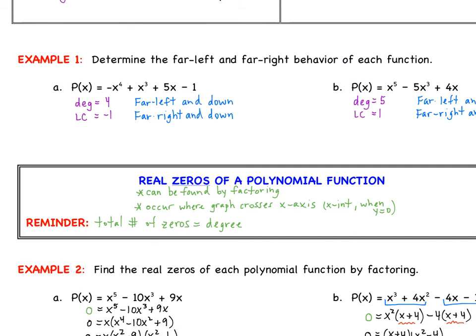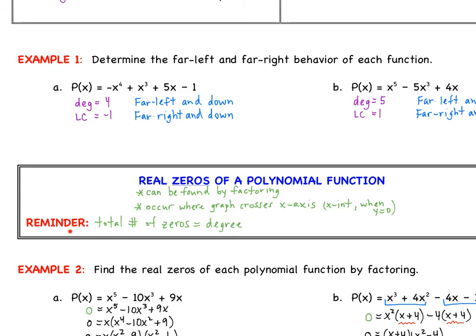Now we need to get into zeros of a polynomial function, and we're just going to look at the real zeros of a polynomial function. So we can find these by factoring. They occur where the graph crosses the x-axis. So you hear me say x-intercepts or when y equals 0.